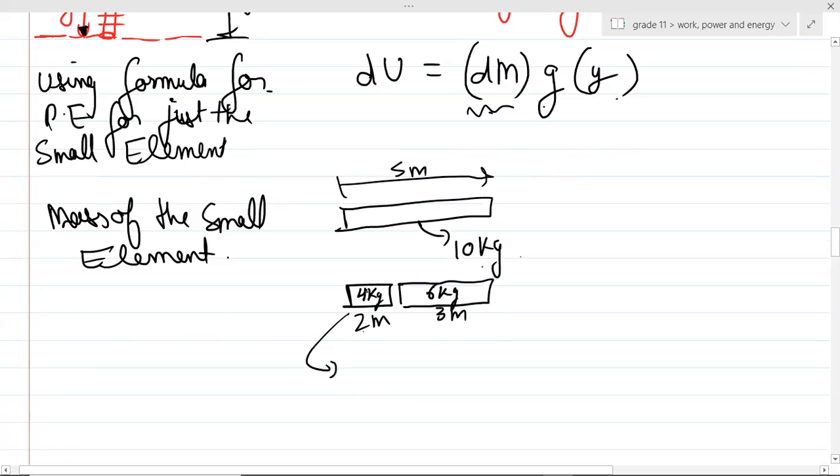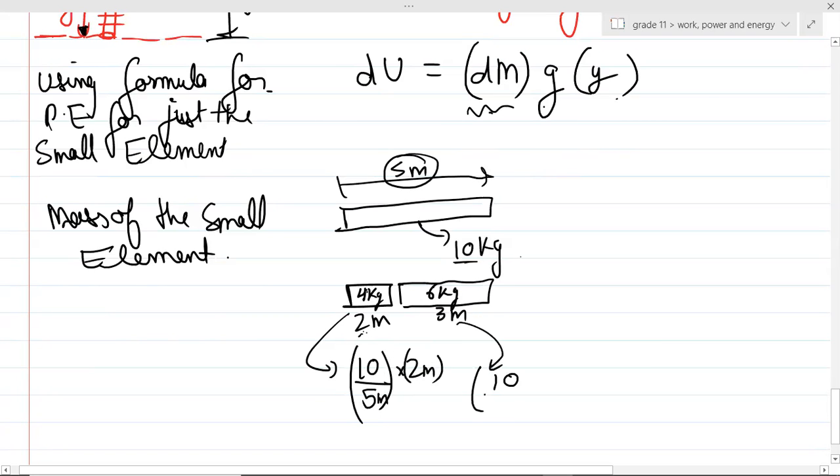You said the total mass 10 kg divided by this 5 meter. This was your mass per unit length, and the length of this part was 2 meter, so you multiplied by 2 meter, right? So can you see, this is how you got 4 kg, right? Similarly here, what you did was 10 divided by 5 multiplied by 3, or multiplied by 6, right? Yes or no? Yes, sir.